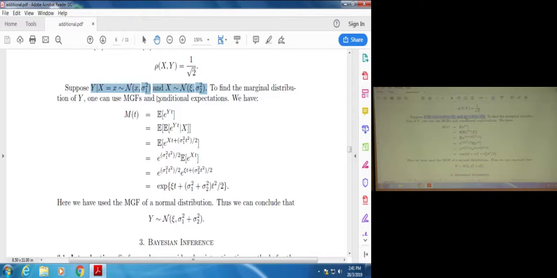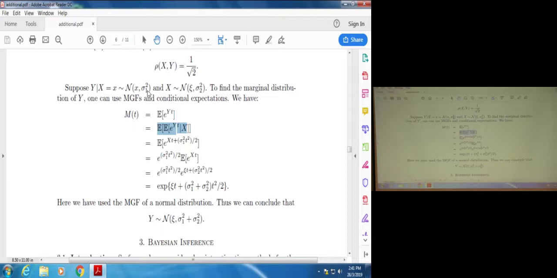So let me just show you why these calculations are useful. If I want to find the moment generating function of y, it's by definition the expected value of e to the yt. Now I can apply my formula, so I just compute the expectation of this random variable conditional on x. Okay, but I know the conditional distribution of y given x is Gaussian with mean x and variance sigma squared 1.